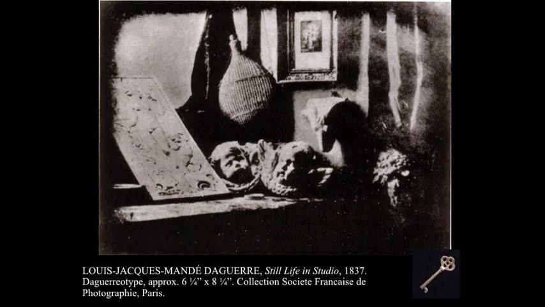So the image that we're looking at here is a still life that Daguerre created in his studio. And still lifes like this were, of course, quite appropriate for a daguerreotype because nothing in there is going to move. But this is a very, very early example of what this early photographic process looked like.